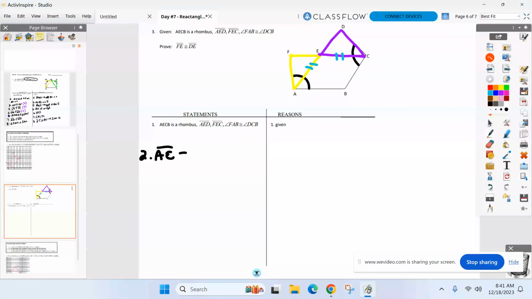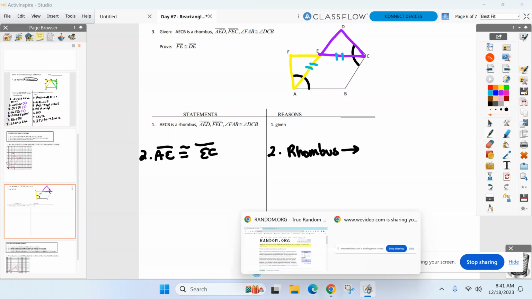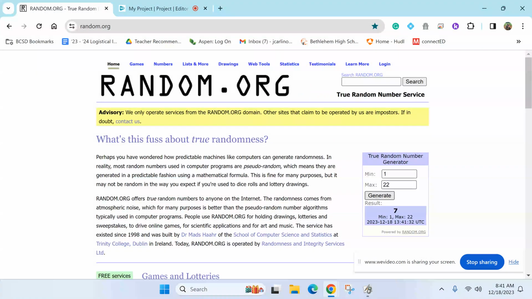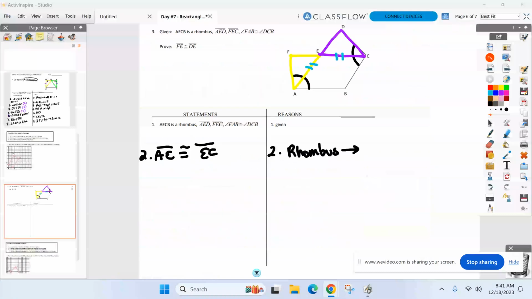AE is congruent to EC. Rhombus, because this only happens in a rhombus, not a parallelogram, implies what property did Cormac just use there to say those 2 sides were equal? What property is he using? Drew? All sides congruent. I don't need all sides. I just needed those 2. All right, I didn't need to put all 4 there. I just needed those 2 in the triangle. All sides congruent. Love it.